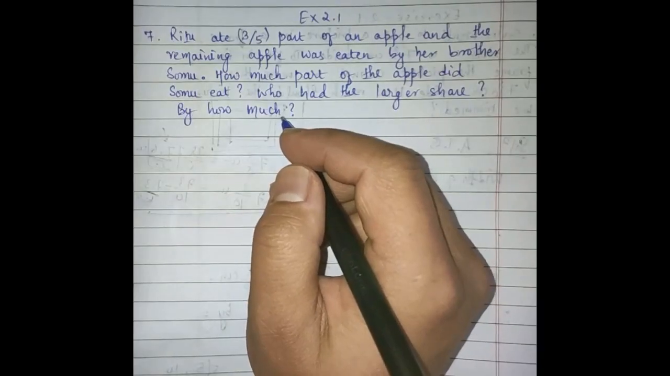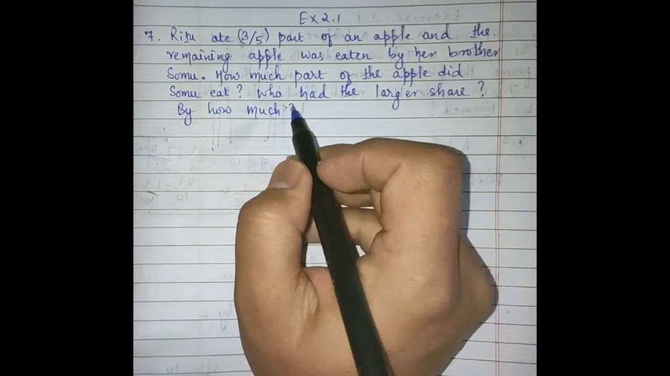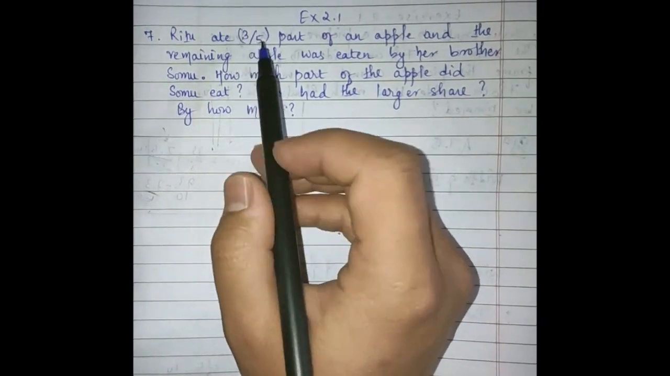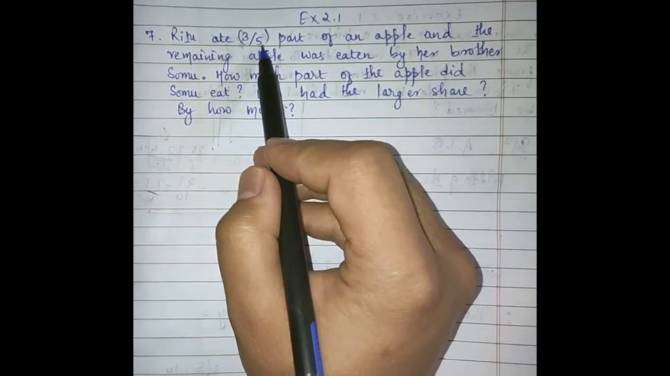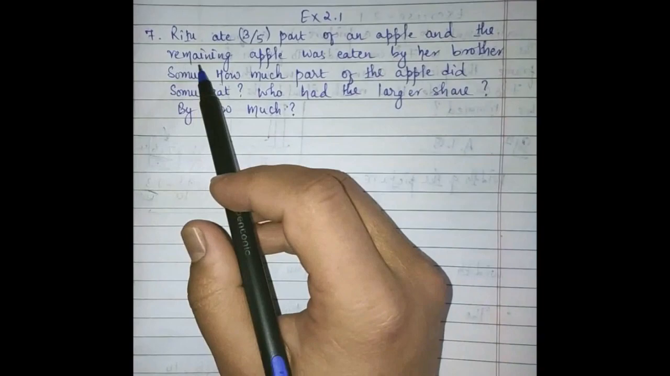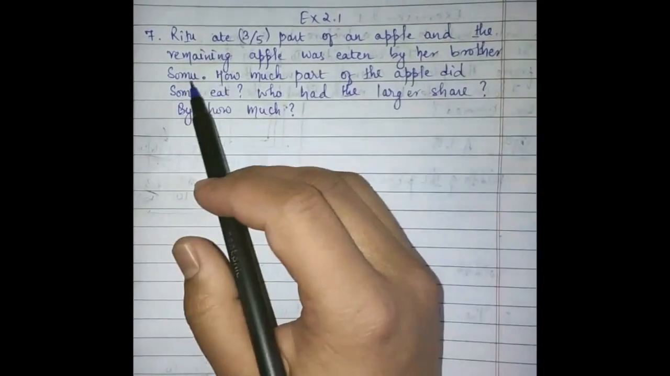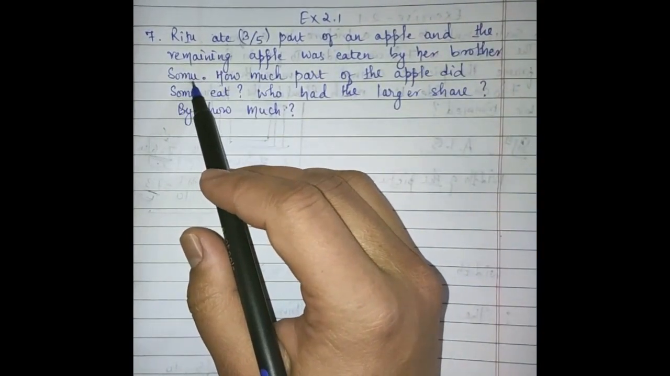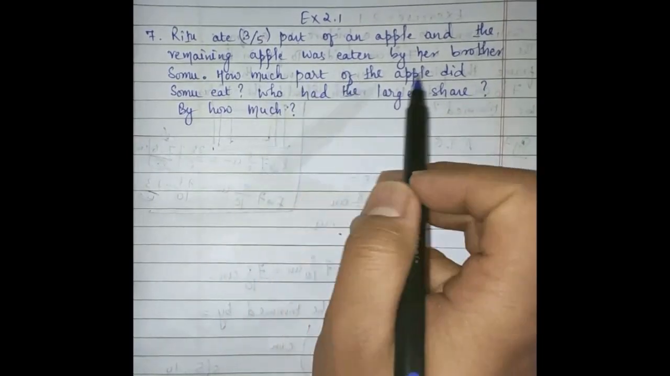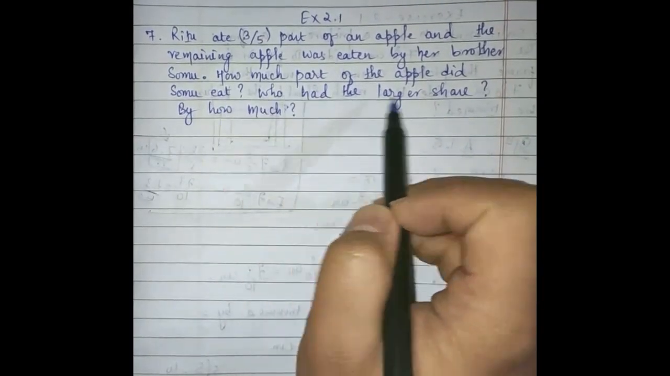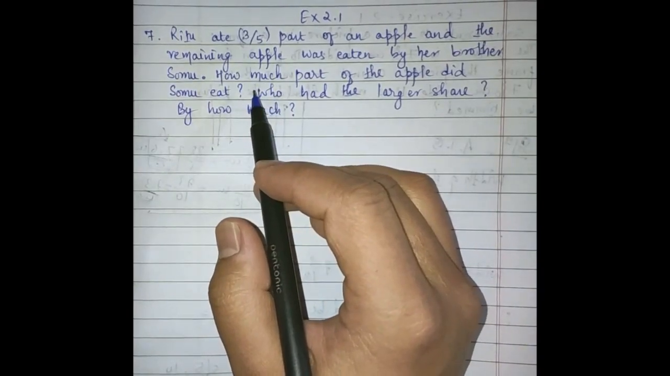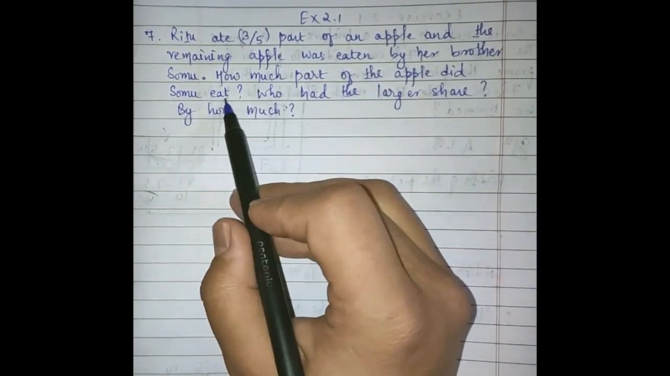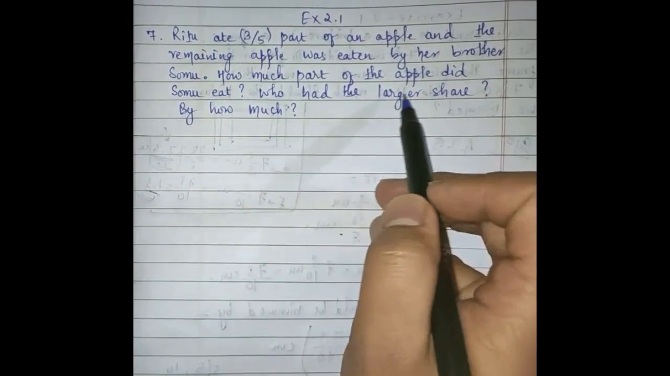So our next question is question number 7 from exercise 2.1. Alright, so Ritu ate 3 by 5 part of an apple and the remaining apple was eaten by her brother Somu. Okay, how much part of the apple did Somu eat? Who had the larger share? By how much? So now you have to calculate how much part Somu ate, and who had the larger share.